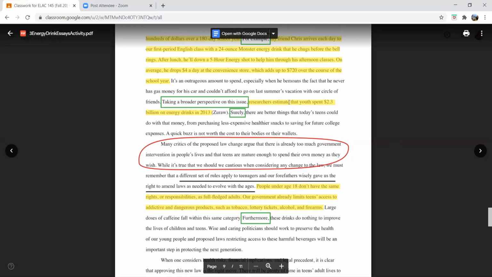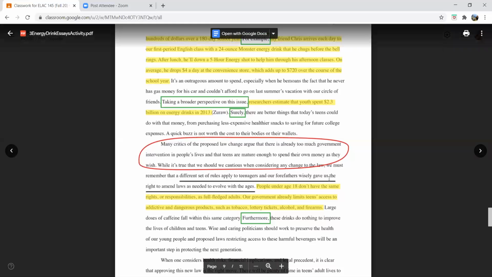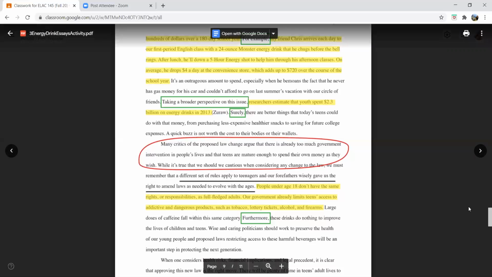So they put a counterclaim, their last reason, they attached it to a counterclaim. So they told you everything why you should agree with them, and then the final reason, hey guys, let me talk to you again. I know some people say the government shouldn't get involved with these laws, but boom, here's my third reason. A different set of rules apply to teenagers, okay? And these laws need to evolve over time. And then they have evidence right there.